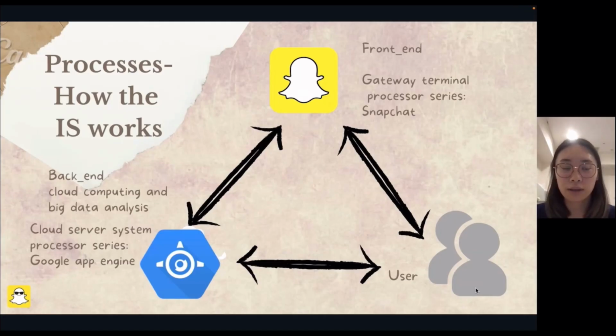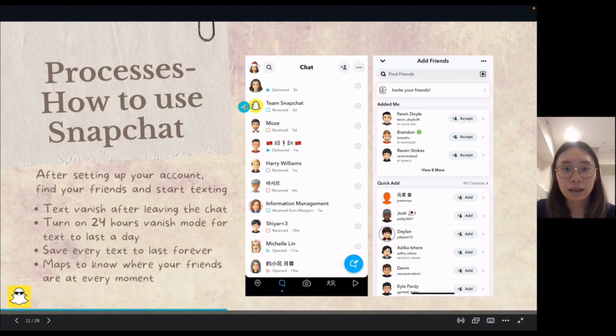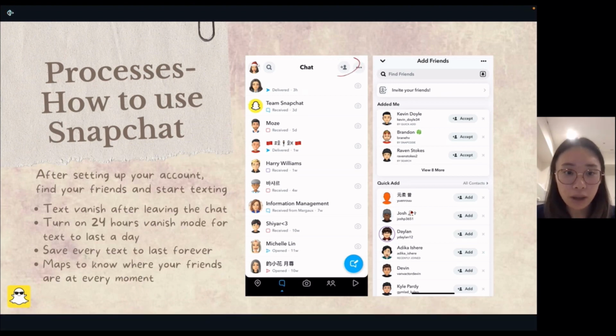Next is the process, and the first one is how the Snapchat IS works. First, obviously, is the front end, which is our Snapchat app. Next we have the back end for cloud computing and big data analysis. The cloud service system is from Google App Engine. Next, we have how to use Snapchat.